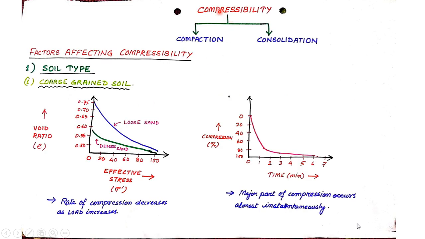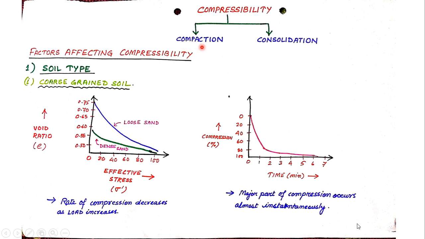Now, from our classes in college, we discussed a term called compressibility. If you remember, compressibility is nothing but the decrease in volume of a soil mass when a load is applied over it. We also discussed that compressibility is of two types. One is compaction, where there is expulsion of air from the voids of the soil, and the other is consolidation, where there is expulsion of water from the voids of the soil.